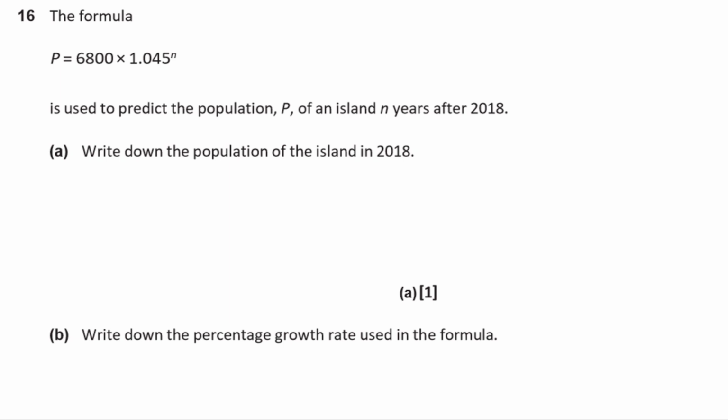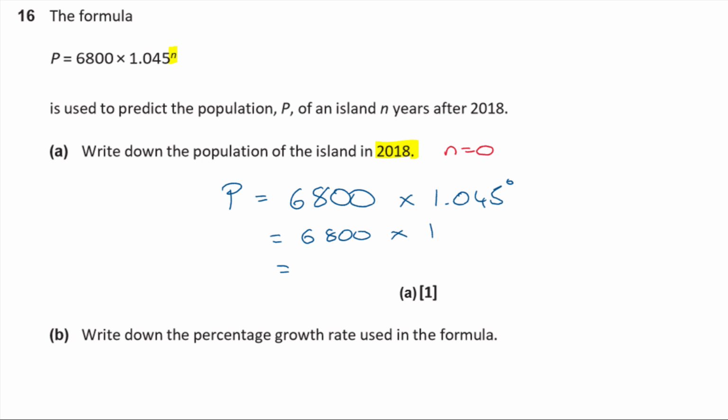Okay, so if it's the actual year 2018, then n years after that, we're talking about n is equal to 0 here, aren't we? N is equal to 0, okay? Because it's n years after 2018 and it's 0 years after 2018 if it's actually 2018. So population is equal to 6,800 times 1.045 to the power of 0. And you should know that anything to the power of 0 is just 1, and anything times 1 is just itself. So it's just 6,800.